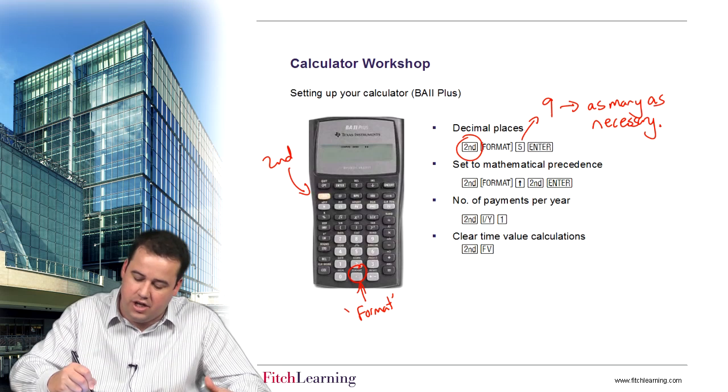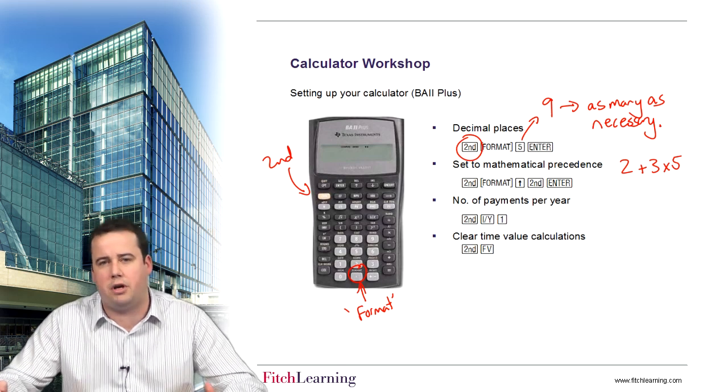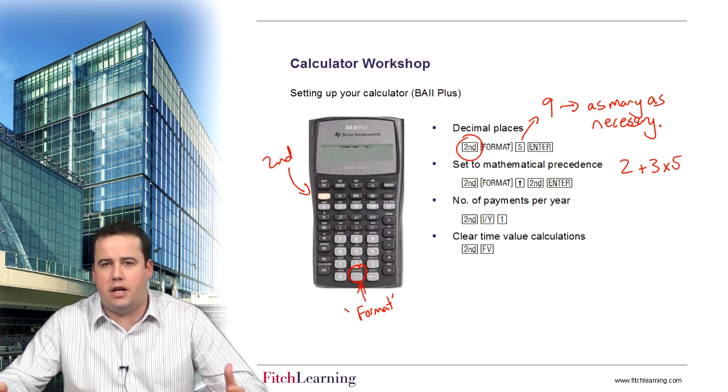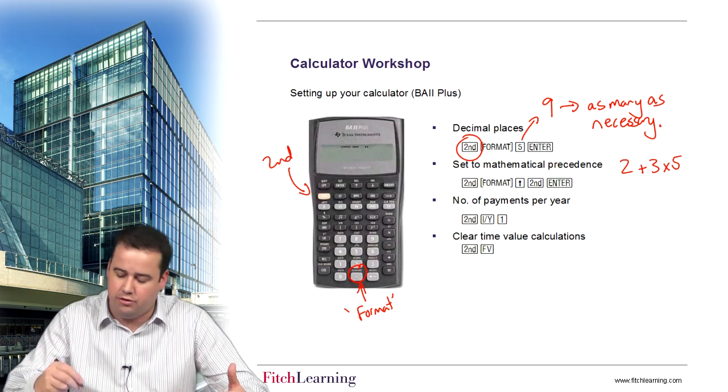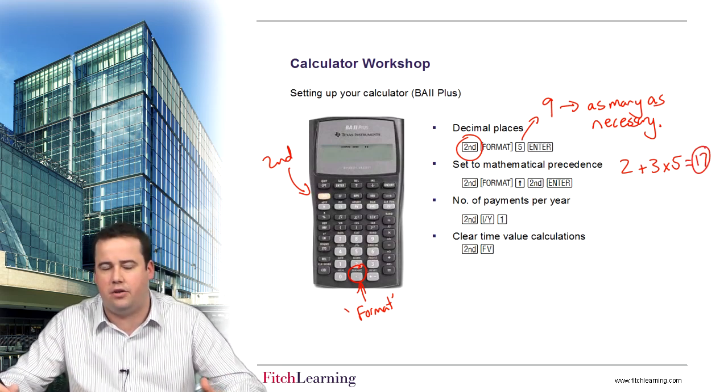So the easiest way to check what we have with this, do 2 plus 3 times 5. Now if you look at that formula, 2 plus 3 times 5, we want our calculator to do the 3 times 5 first and then add 2. So this should equal 17, okay?